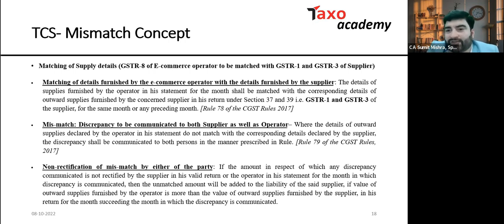The mismatch concept is basically similar to what you see in GSTR 1 and GSTR 2A; a similar concept is over here. So again, you have to reconcile it. You have to check it. If there is a discrepancy, if it is short paid by the supplier, he has to pay the rest of the liability. If it is not shown by the e-commerce operator, you just inform the e-commerce operator to revise its return, and the e-commerce operator will revise its return, and the same will reflect in the portal of the supplier.